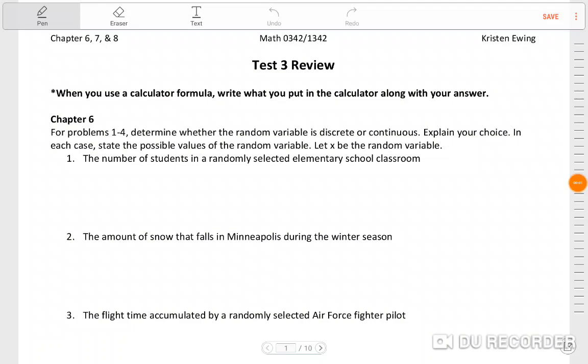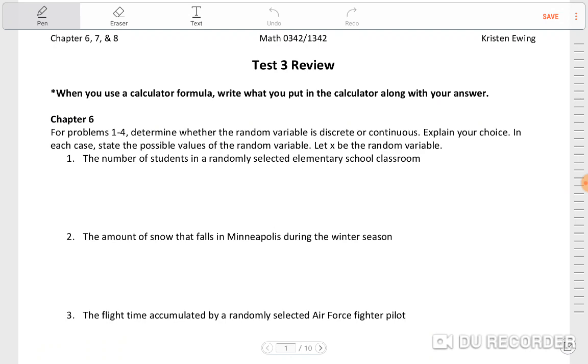Okay, this is the test 3 review video, and first thing I want to note is when you use a calculator formula, make sure you write what you put in the calculator along with your answer. For problems 1 through 4, determine whether the random variable is discrete or continuous. Explain your choice. In each case, state the possible values of the random variable. Let x be the random variable.